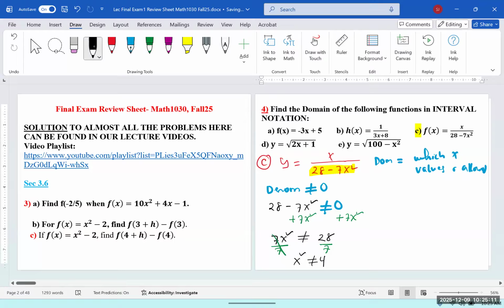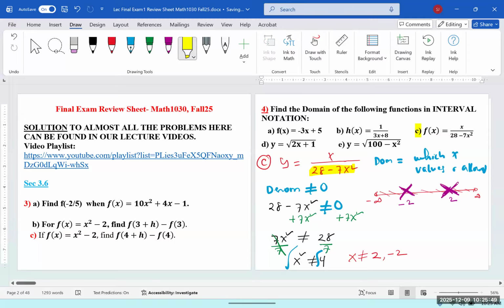Now, what number when you square, you get 4? So you take the square root and you see x cannot be two numbers. One is positive 2 and one is negative 2. That means from the number line, negative infinity to positive infinity, you can plug in any number, but you cannot plug in two numbers. One of them is negative 2 that you cannot plug in, and one of them is positive 2 that we cannot plug in.